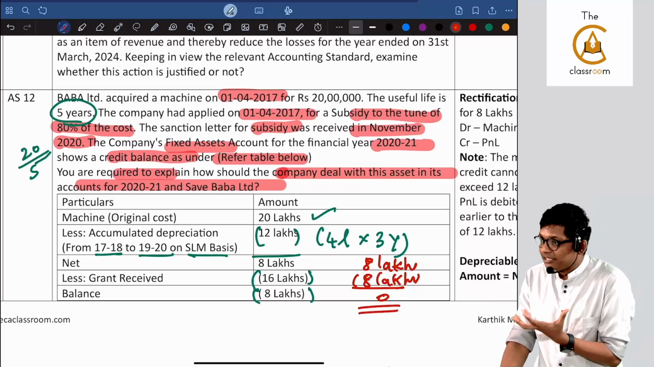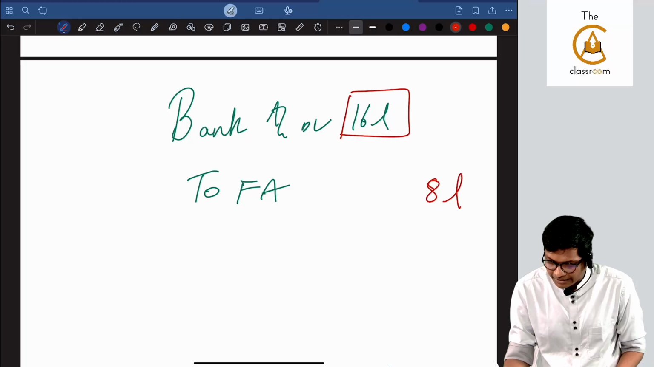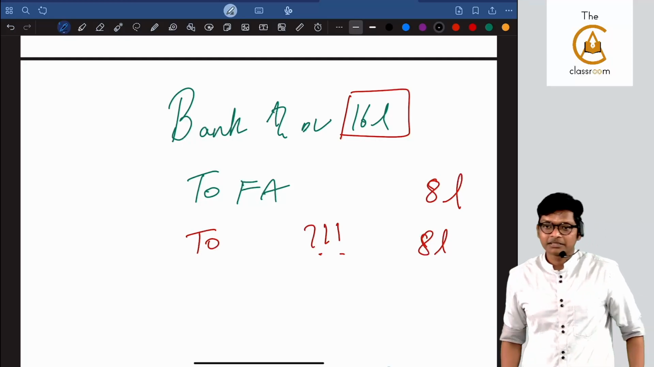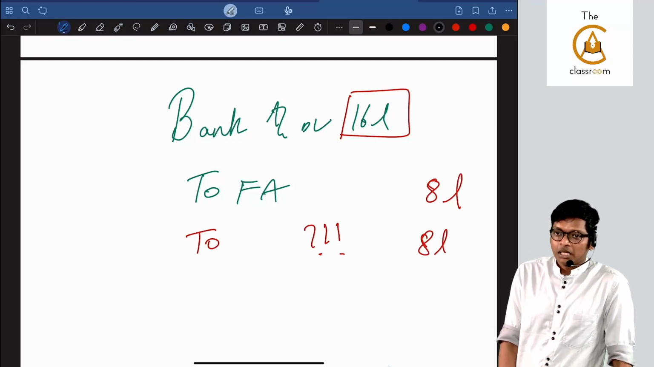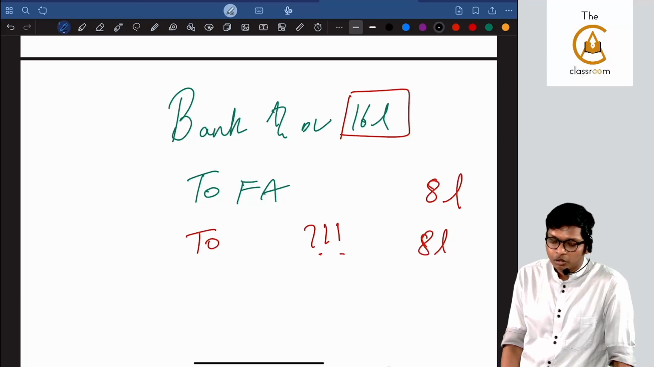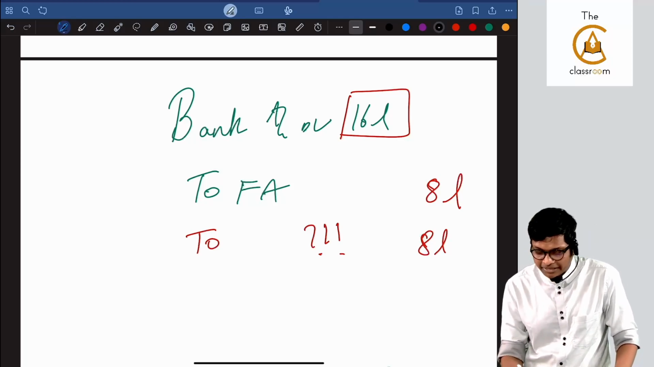Grant can make the asset value 0. So I will reduce 8 lakhs. But still I have another. Where do I credit this is the question. Are you following? Where do I credit this? Okay. Sir, I can take it to capital reserve.